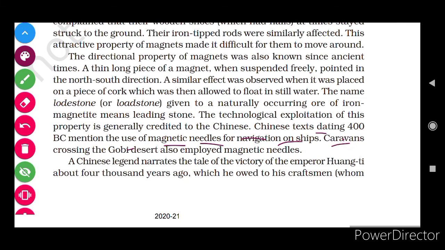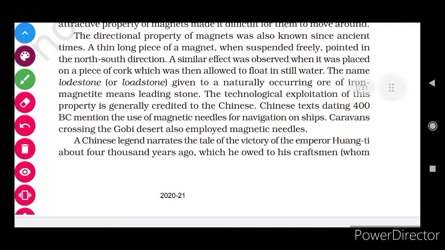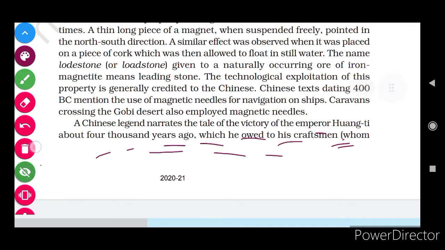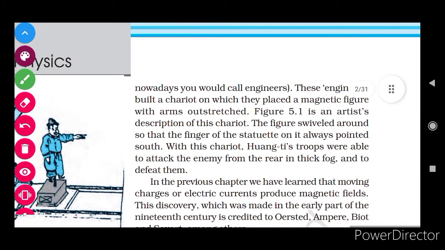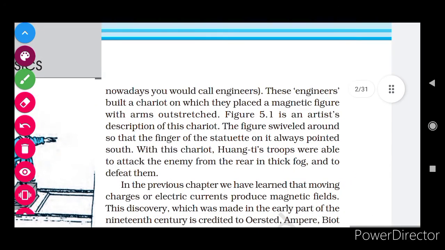The caravans crossing the Gobi Desert also employed magnetic needles. So these are some examples from the history of magnets. A Chinese legend narrates the tale of the victory of Emperor Huang Ti about 4,000 years ago, which he owed to his craftsmen, whom nowadays you would call engineers. These engineers built a chariot on which they placed a magnetic figure.